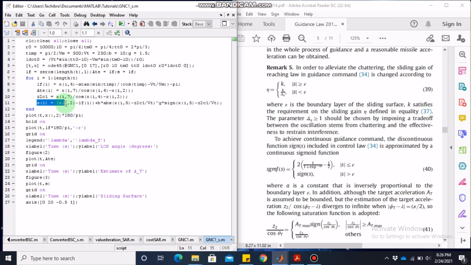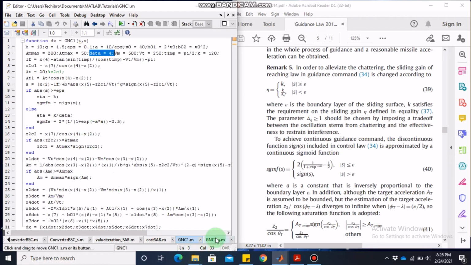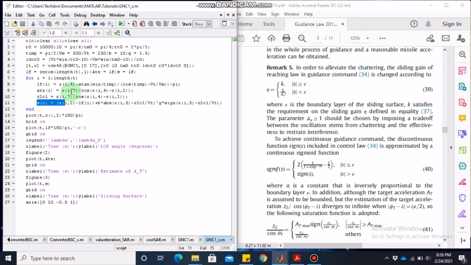So for that I have just repeated the code that is in the original file. The difference is that instead of x7 I will use xi comma 7 in the for loop. So that's the difference.